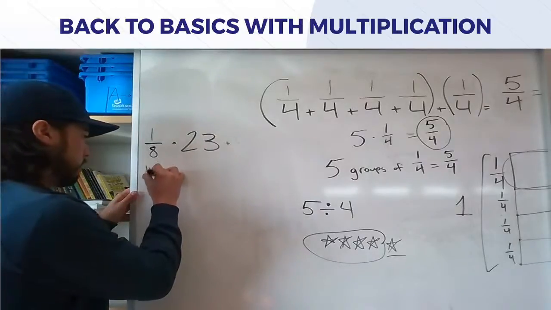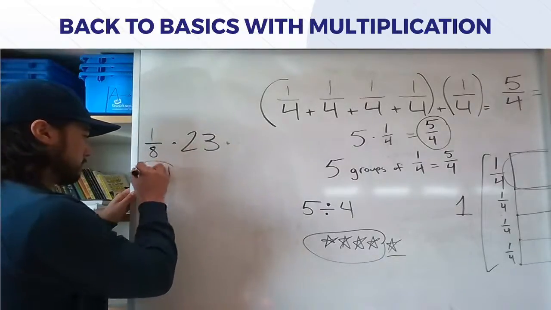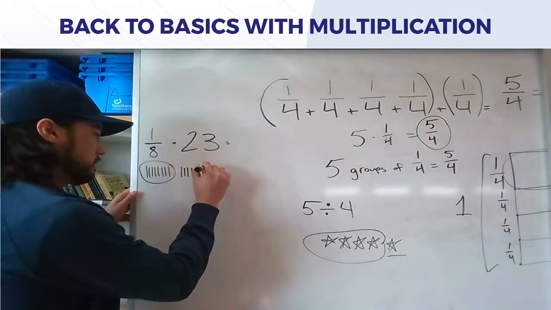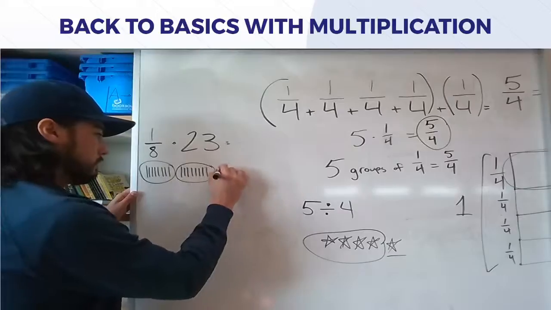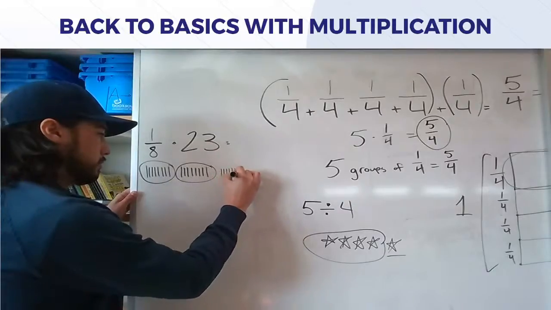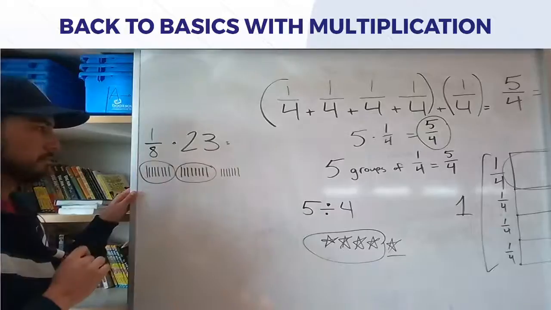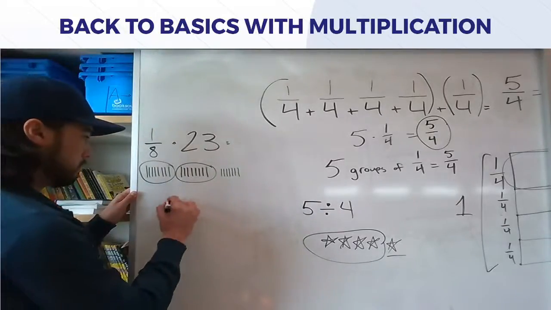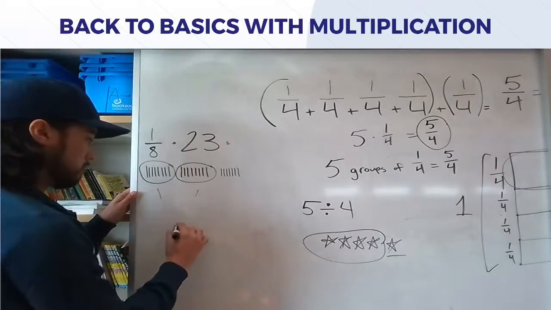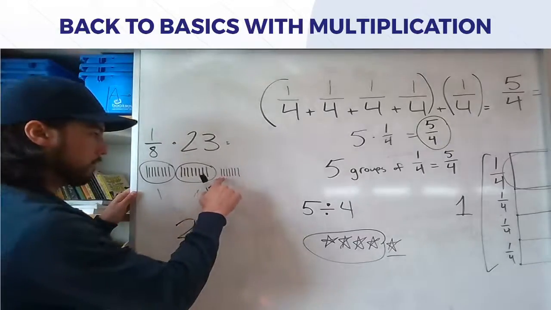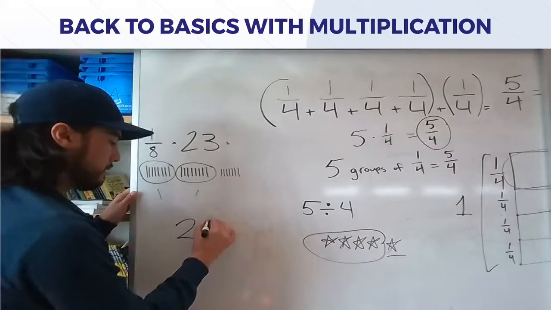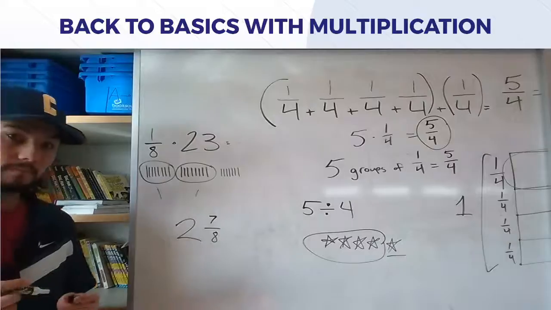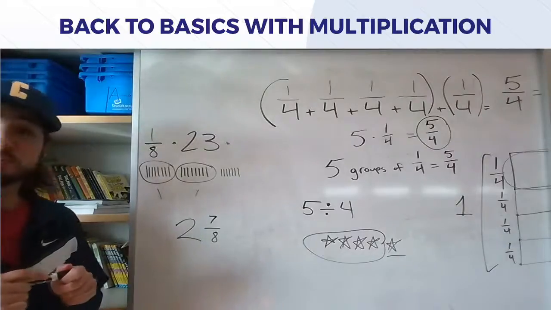1, 2, 3, 4, 5, 6, 7, 8, 9, 10, 11, 12, 13, 14, 15, 16, 17, 18, 19, 20, 21, 22, 23. So now we have 2 wholes and 1, 2, 3, 4, 5, 6, 7 eighths left over. Okay, so there's multiple ways to try it.